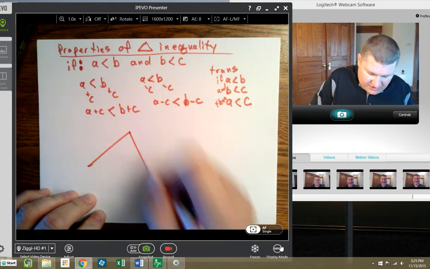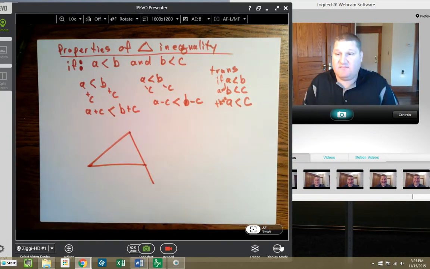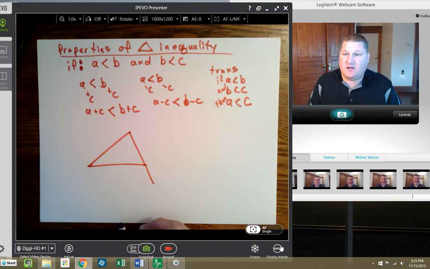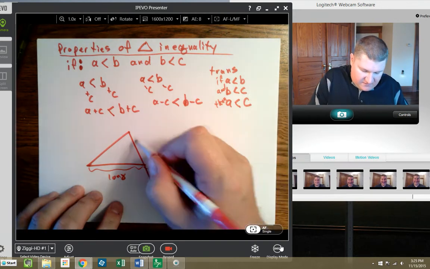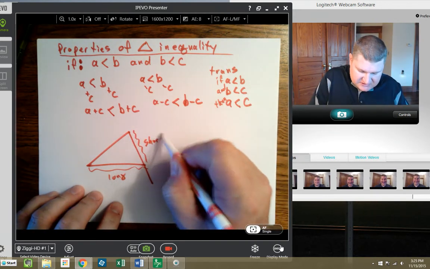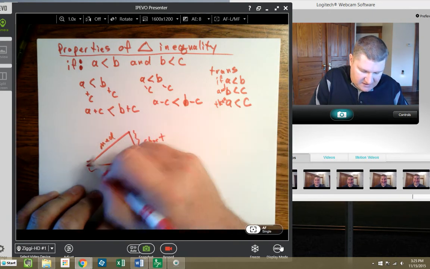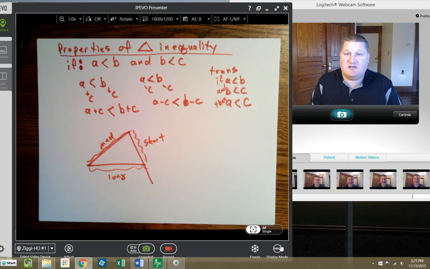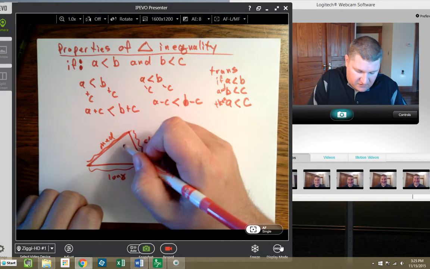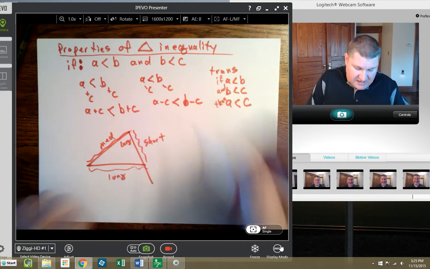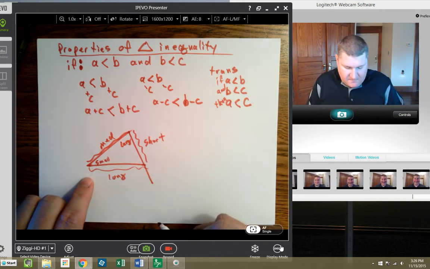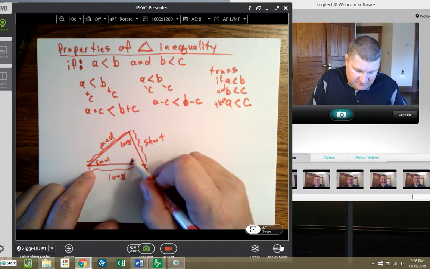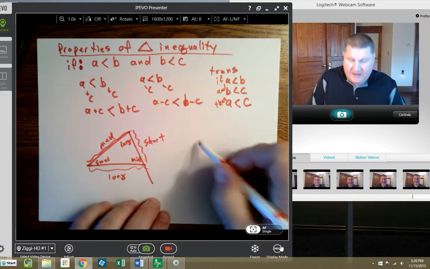In any given triangle, we can talk about side lengths. To me, this one looks to be the longest side. This one looks to me to be the shortest side. And this looks to be the medium side. If that is the case, the triangle inequalities theorem says that the longest side is always across from the largest angle, the shortest side is across from the smallest angle, and the middle side is going to be across from the middle angle.